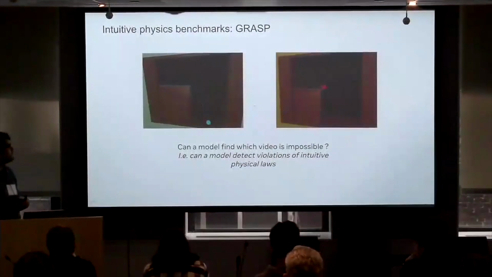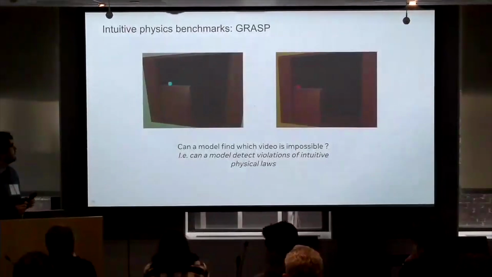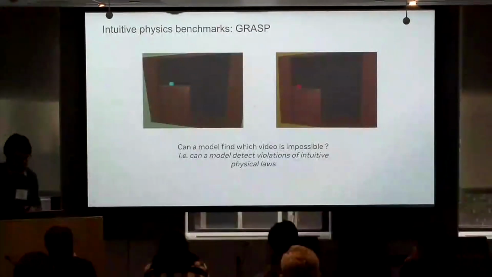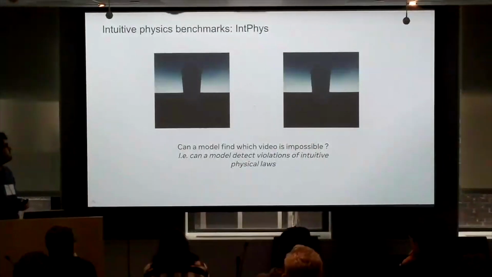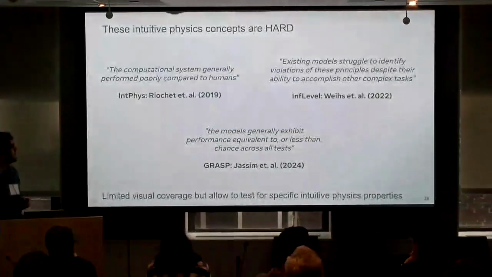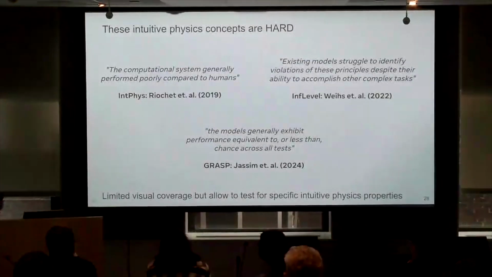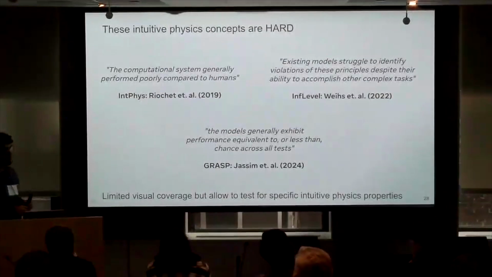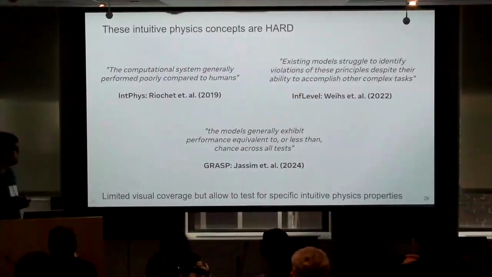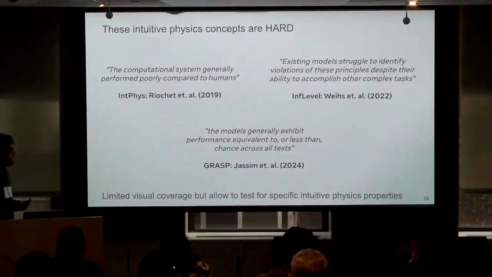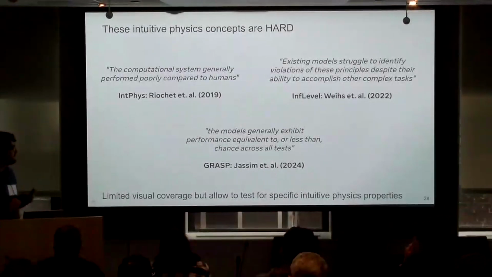The other one is Grasp, which is a more synthetic one. And here you have a ball rolling, and one of the velocities, let's say, is not really physically accurate, so the model has to detect that. And the last one that I showed already is InFiz, which was done by Emmanuel Dupoux, another researcher at FAIR. And one point I want to emphasize is, even if this data looks very simple for us, it's actually pretty hard for machines, as a bunch of papers that introduced the datasets reported. And the nice thing about those datasets is that they allow us to test for specific intuitive physics properties.